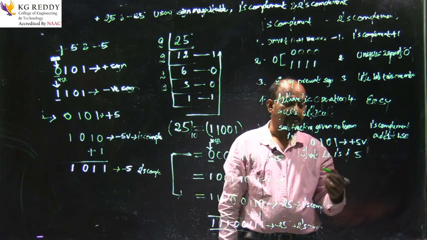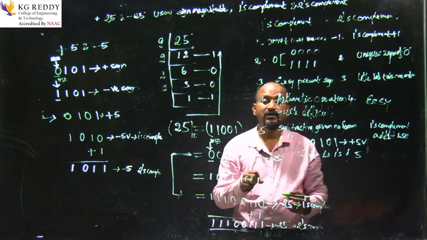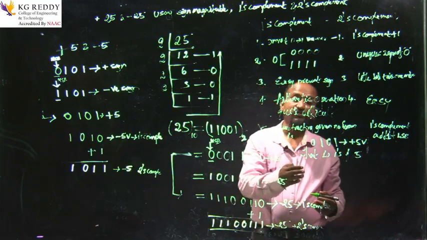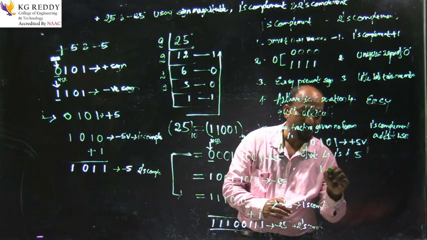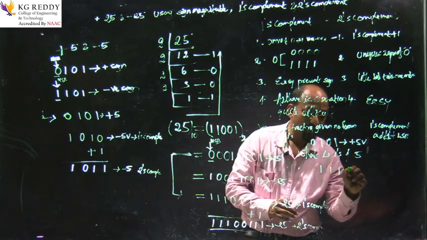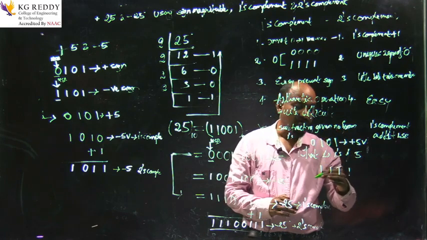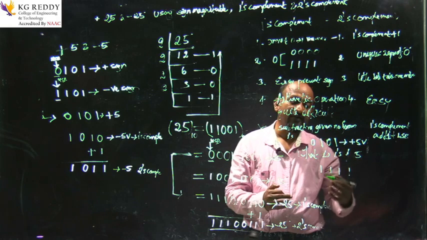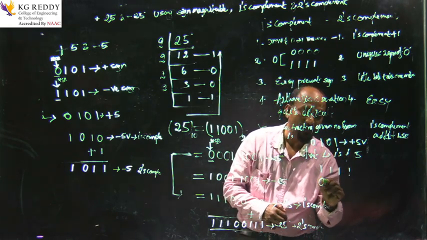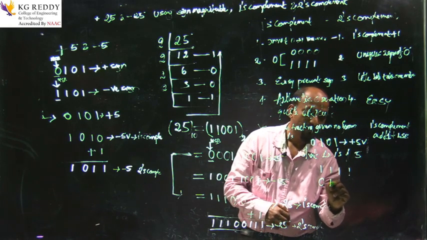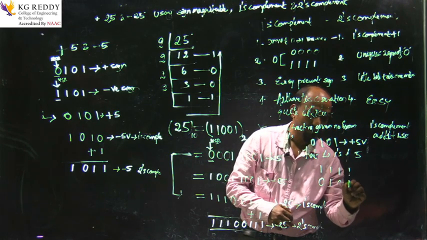But as I told you, when we go for 1's complement, we subtract the number from the ones. Let us take all ones: 1, 1, 1, 1. These are the four ones. We are subtracting the given number from all ones. So we will get the 1's complement. So what is the answer here?